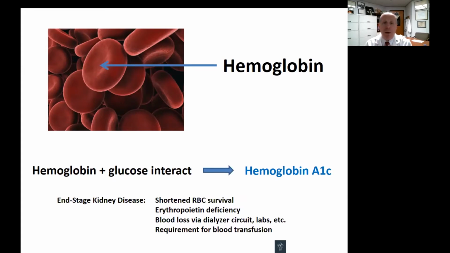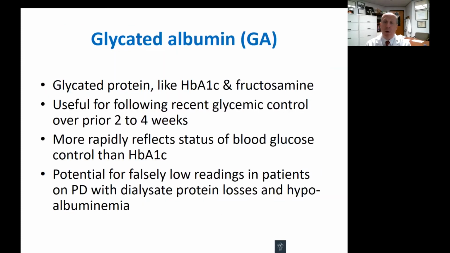You all know that hemoglobin interacts with glucose to form A1C, and hemoglobin is located inside red cells. That in and of itself is the problem in end-stage kidney disease. There's shortened red cell survival, not allowing enough time for glucose and hemoglobin to interact. There's erythropoietin deficiency because it's made by the kidney, and there's erythropoietin resistance. There's blood loss. Patients lose blood in the dialyzer circuit on hemodialysis, frequent lab drawing, and there's often a requirement for blood transfusion, all of which have profound effects on hemoglobin A1C.